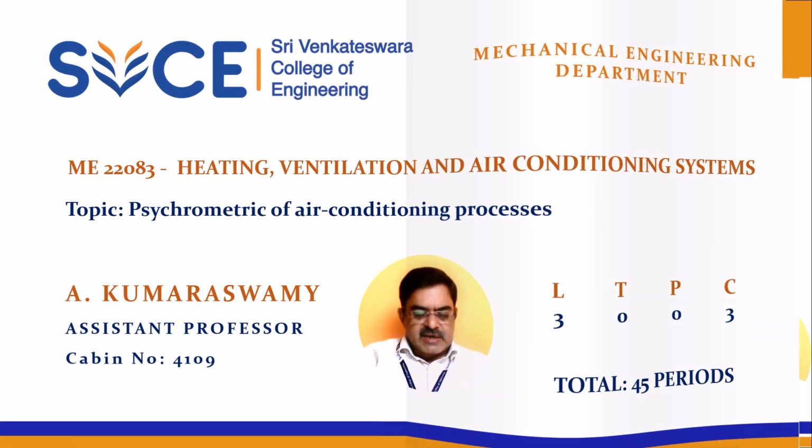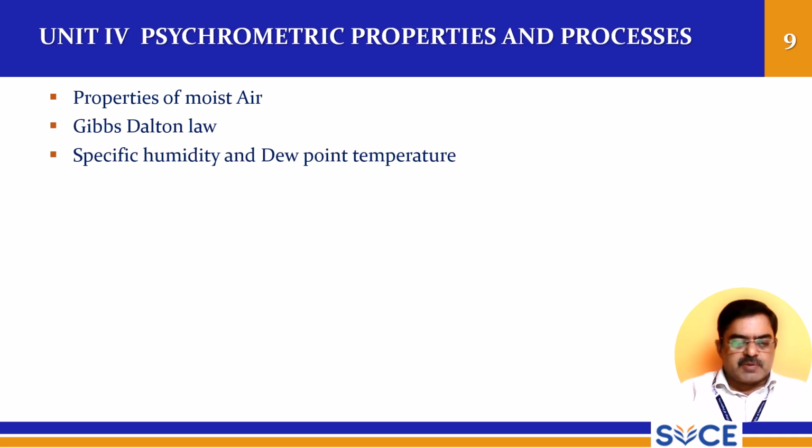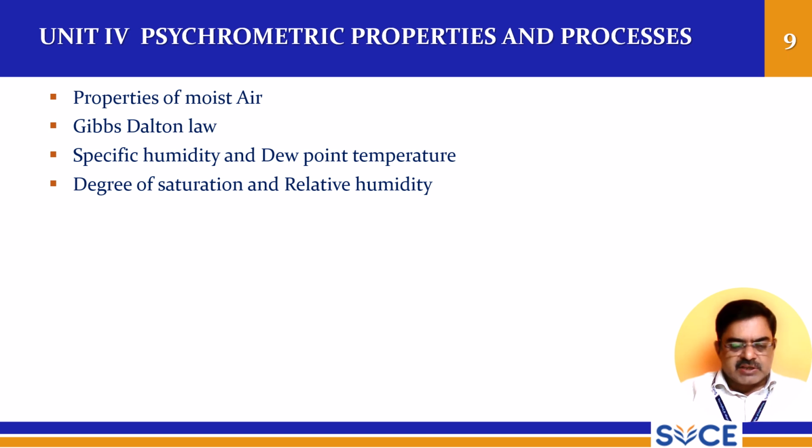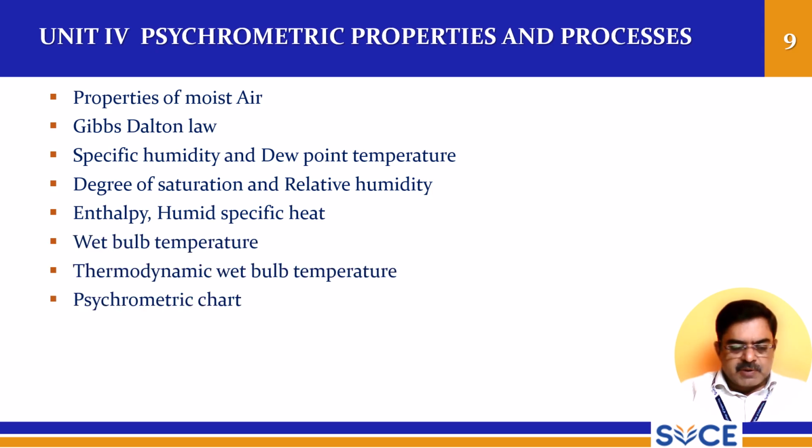This is the content we have seen in unit number 4: properties of moist air, Gibbs-Dalton law, specific humidity and dew point temperature, degree of saturation and relative humidity, enthalpy, humid specific heat, wet bulb temperature, thermodynamic wet bulb temperature, psychrometric chart, psychrometrics of air conditioning processes.